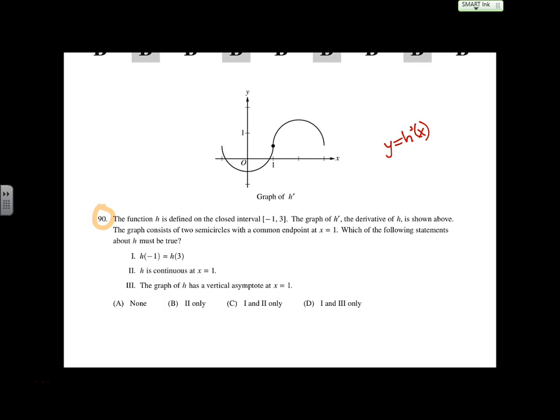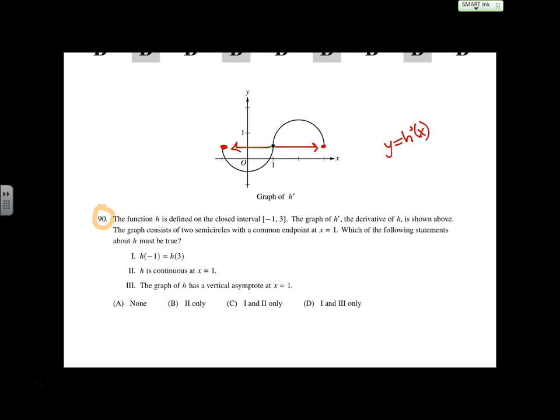Sorry, my mind jumped to number 2 and how number 2 is true: if the derivative exists, the function has to be continuous. We can go back to number 1. h of negative 1. Here's negative 1 right here. To go from 1 to negative 1, or to go from 1 to 3. How could we or could we not say that h of negative 1 is equal to h of 3? From 1 to 3, h prime is positive, which means h is increasing. But from 1 to negative 1, it goes negative at some point, which means it's decreasing, so it can't be the same.